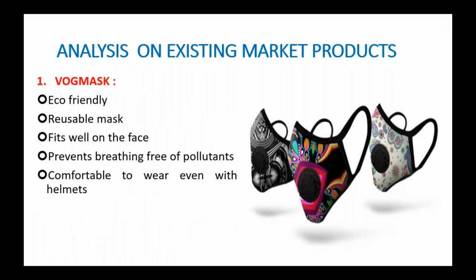Before developing my mask, I made a small analysis of the existing available industrial face masks. Number one is the Vogue mask. It is eco-friendly. I have listed some of the features of the available existing masks, and later on I will be discussing the drawbacks associated with them. So the Vogue mask is eco-friendly. It is a reusable mask. It fits well on the face, prevents breathing in pollutants. It is comfortable to wear even with helmets.